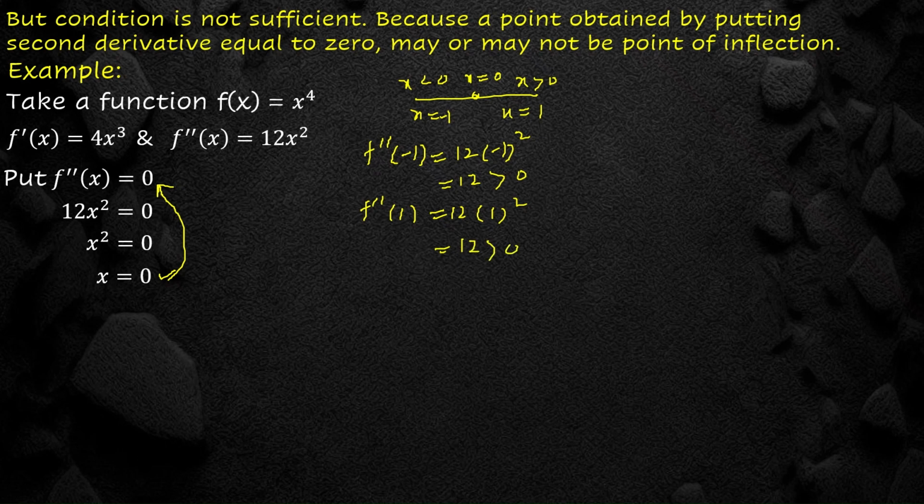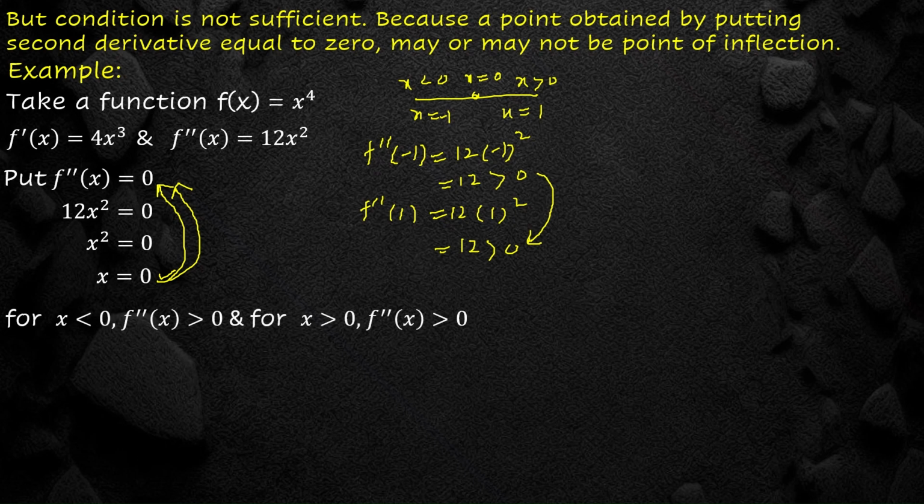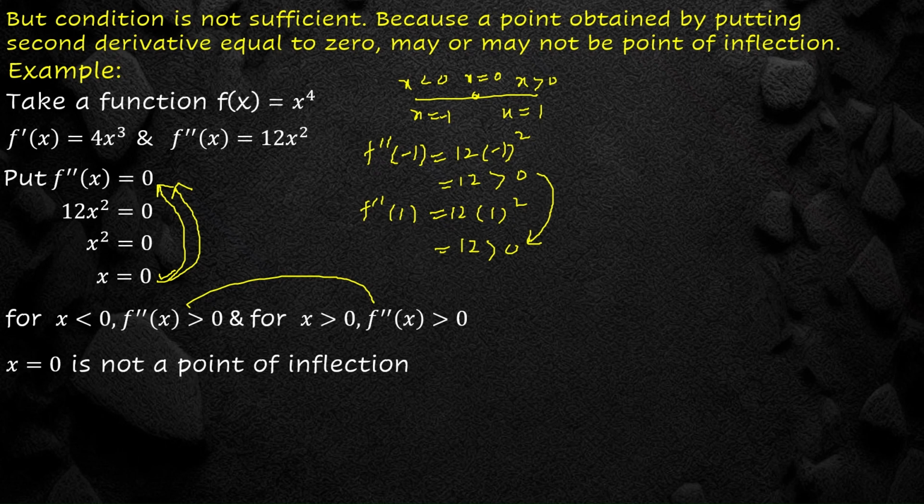So the sign of the second derivative has not changed. So we say that x is equal to 0 is not a point of inflection because the concavity has not changed at this point, although we have obtained x is equal to 0 by putting f double dash x is equal to 0. So for x less than 0 the second derivative is positive, and for x greater than 0 it is again positive. So we can say that x is equal to 0 is not a point of inflection.